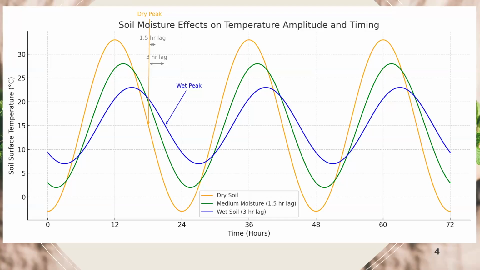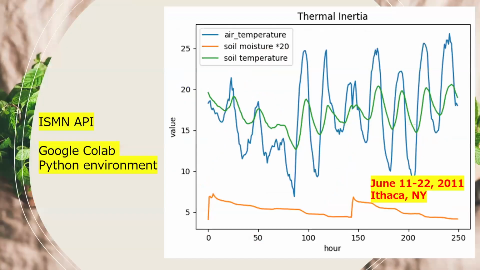And this is just a very generic AI-generated graph of three different hypothetical soils: wetter, medium, and drier. Each of them shows differences in how temperature changes diurnally. So there are differences both in the relative heights, the range of changes, and in the lag times.